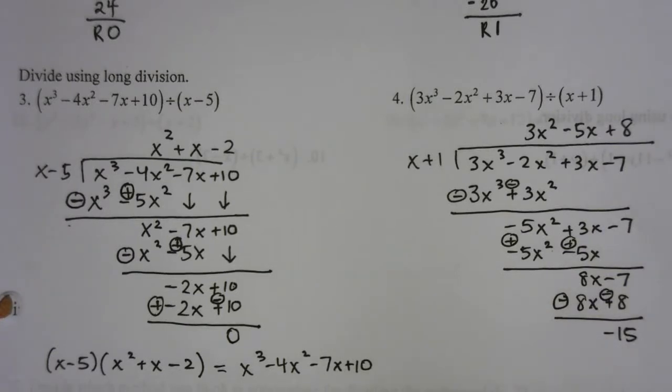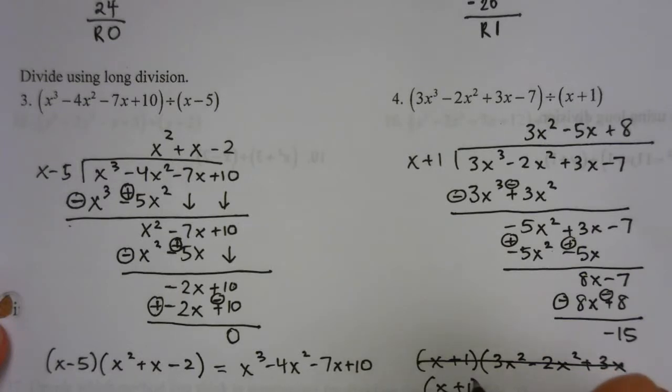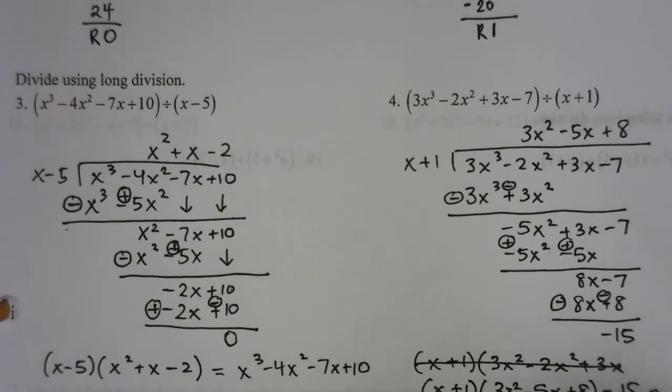So this time I have a remainder. Again, when I write my answer, I have x plus 1 times the 3x squared minus 5x plus 8. My remainder goes on the outside, and that is equal to the first part, the 3x cubed minus 2x squared plus 3x minus 7.